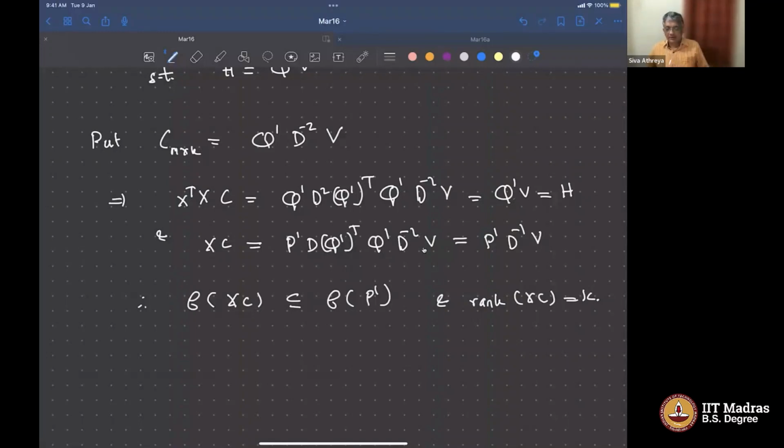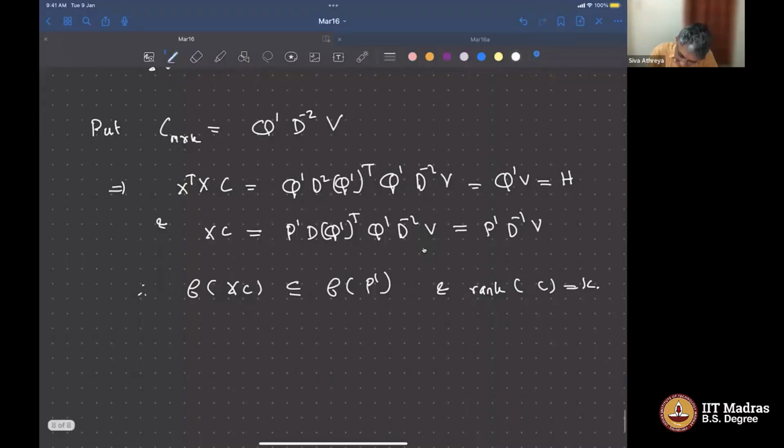Right. So now the rank of the matrix is K. So what I can do is find a basis for the space outside the column space of XC, n minus K vectors outside. So it's a simple exercise to do. You can try and do it. You can construct.